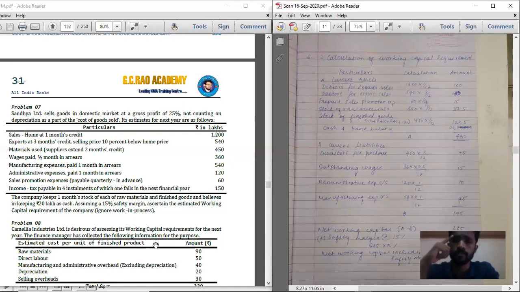Problem number 7. Statement number 1. Calculation of working capital requirement.